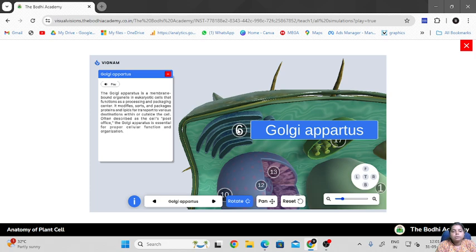Now we'll see the Golgi apparatus. What is the Golgi apparatus? It is also a membrane-bound organelle that functions as a processing and packaging center. It transports the packed or modified proteins from one organelle to another. That is the function of the Golgi apparatus.